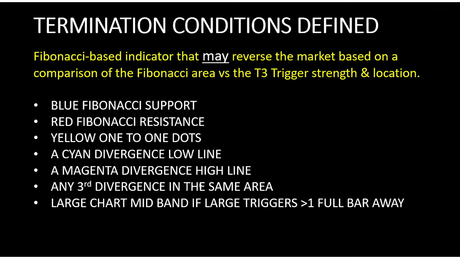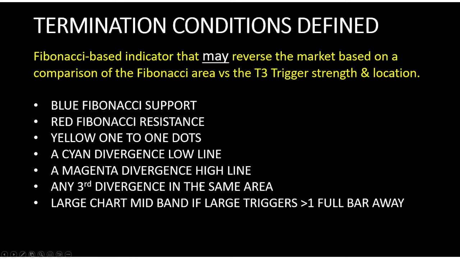Areas break all the time, guys, and they typically break with really strong triggers. But they may reverse the market based on a comparison of the Fibonacci area and those same trigger lines that gave you momentum, those T3 trigger, strength and location. The areas that we're going to look for are going to be Fibonacci support, blue lines, red Fibonacci resistance, yellow 1-to-1s, a cyan divergence low, a magenta divergence high.